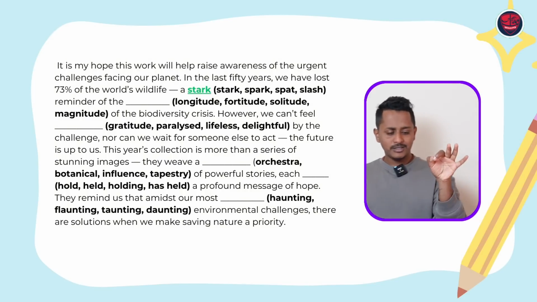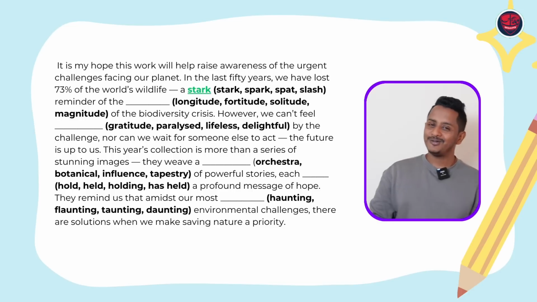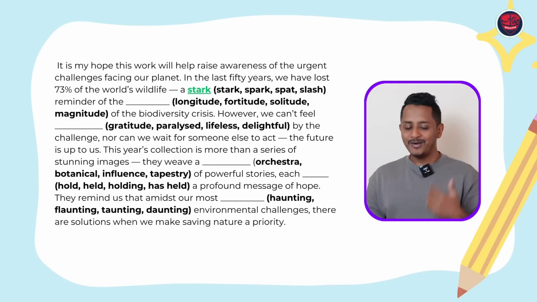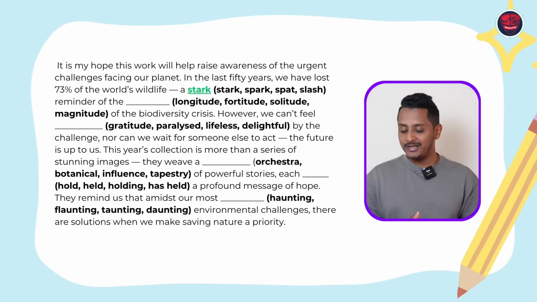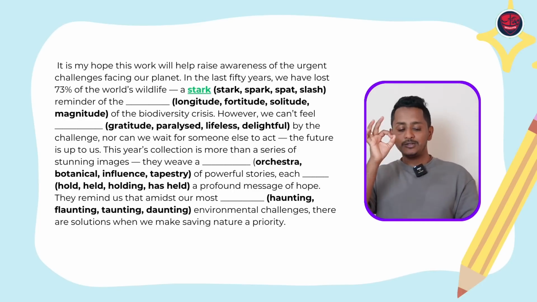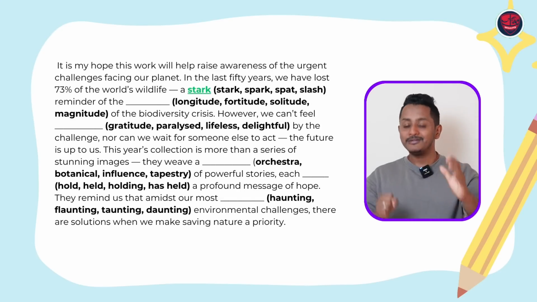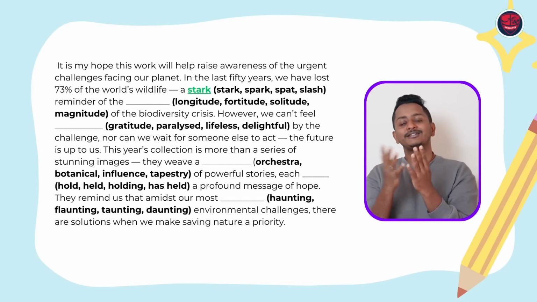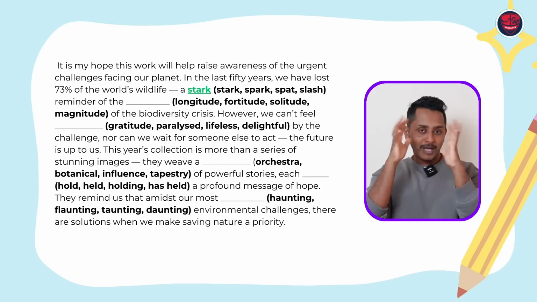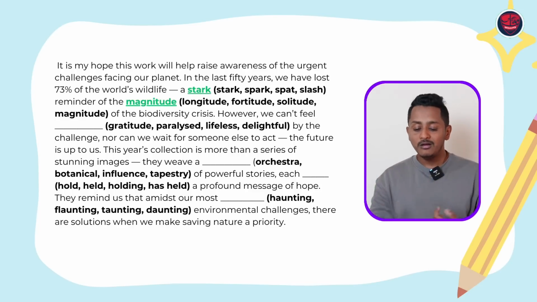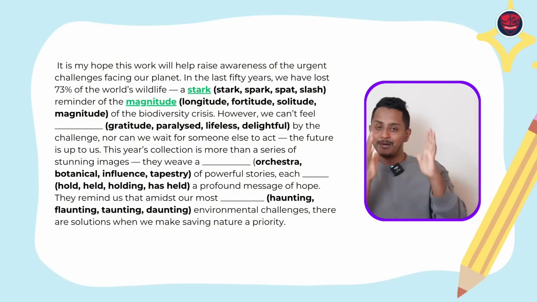A stark reminder of the dash of the biodiversity crisis. Now if you're not getting it, you read it. It is my hope this work will help raise awareness of the urgent challenges facing our planet. We have lost 73% of the world's wildlife. Now the next is a reminder, or a stark reminder, of the amount of the creatures lost, the animals, the plants that we have lost. It should be magnitude, not fortitude or solitude. Correct? Now this could be a context, it's a magnitude.